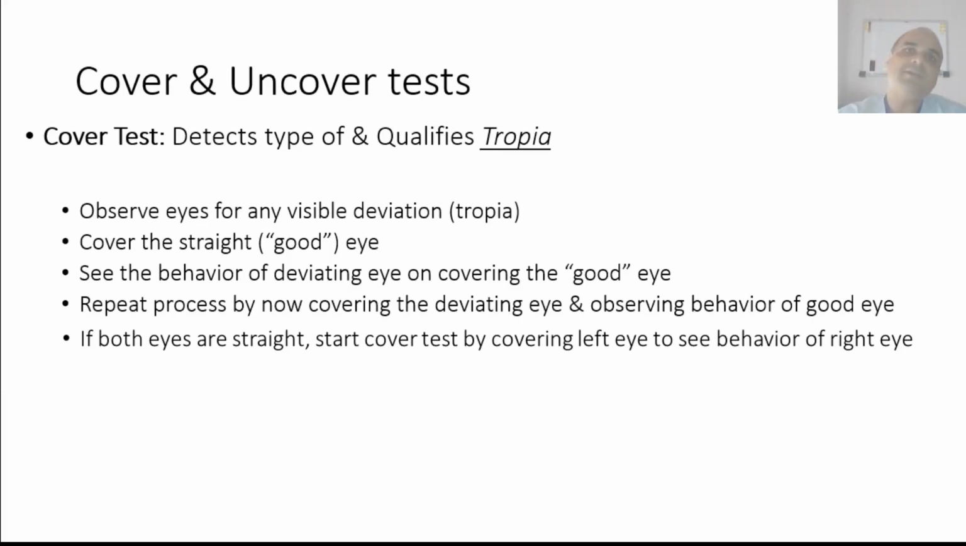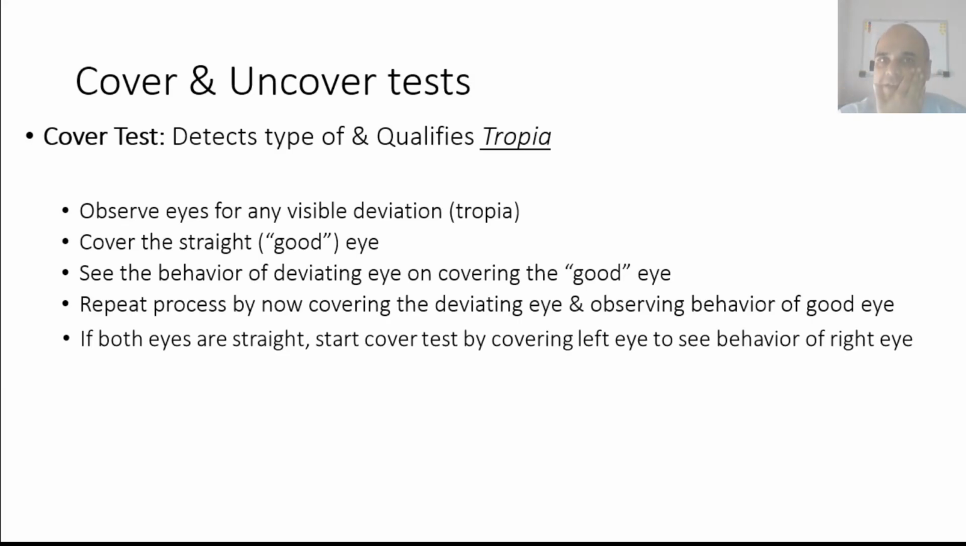Doing the method is halfway there because then only the interpretation is left. So even if you're asked to do it in a normal person in which none of the eyes are deviating to begin with, you cover the left eye to see what the right eye does. And obviously in a normal individual, the right eye won't do anything, but we'll know you know how to do the method properly.